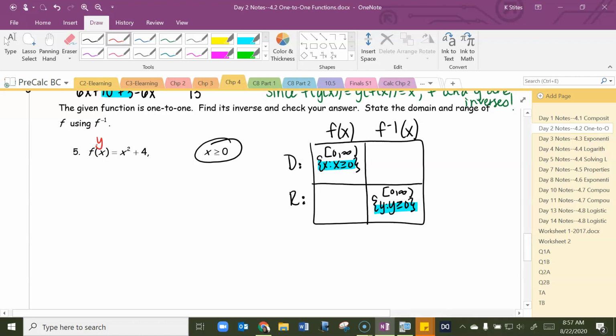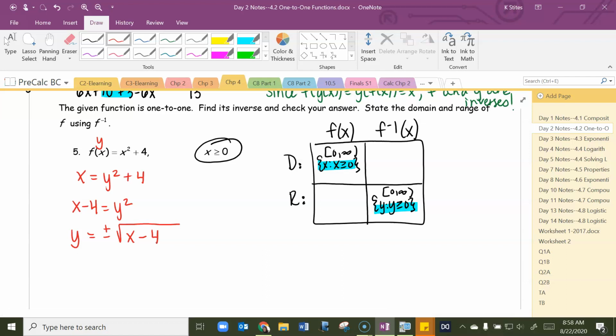In order to find the inverse, what we are doing is switching x and y. So instead of y equals x squared plus 4, I'm going to have x equals y squared plus 4. And now I'm just going to go ahead and solve for y. So I'll subtract my 4 over, and then I'll square root both sides. Now, ordinarily, we would say plus or minus the square root of x minus 4, right? Because when you square root both sides, you get a plus or minus.